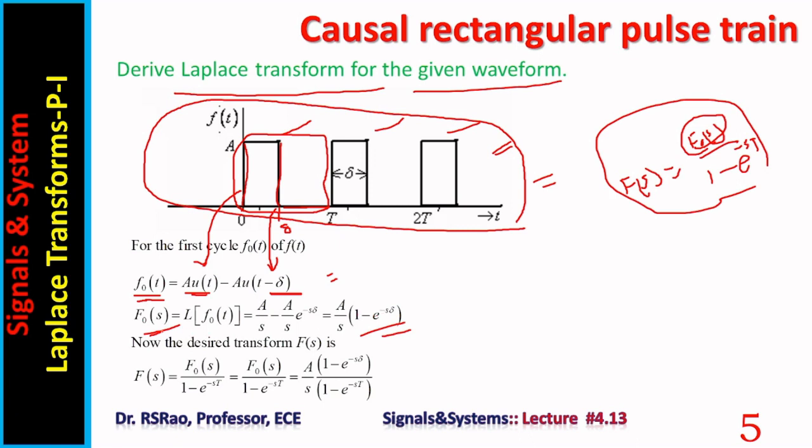Once f naught of s is known, the desired transform of the causal rectangular pulse train can be obtained by using the formula f naught of s by 1 minus e power minus sT. Substitution results in F of s as a by s times 1 minus e power minus s delta by 1 minus e power minus sT.